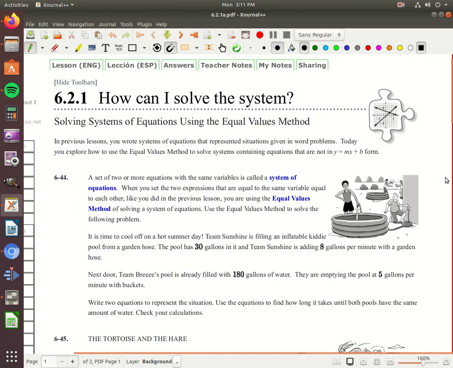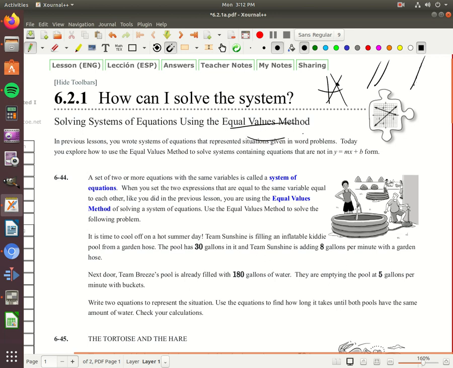All right, so 6.2.1, how can I solve the system? Again, a system of equations just means that there's two lines on the same coordinate plane, and it will either have one solution, no solutions, or infinite solutions because they coincide. That's really what we're looking at.